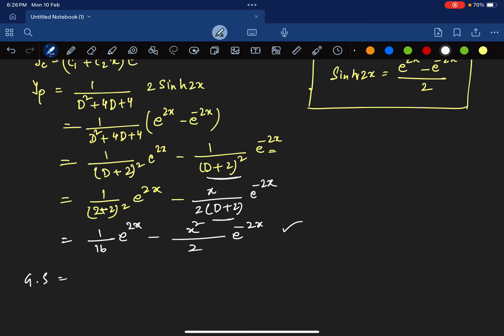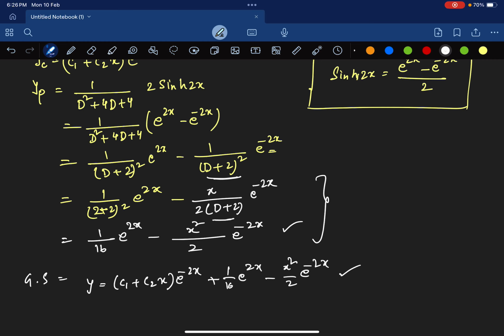So the general solution is y equals (c1 plus c2 x) e^(-2x) plus 1/16 e^(2x) minus x square by 2 e^(-2x). This is going to be the final solution. This is how we solve the question where we have this type of situation.